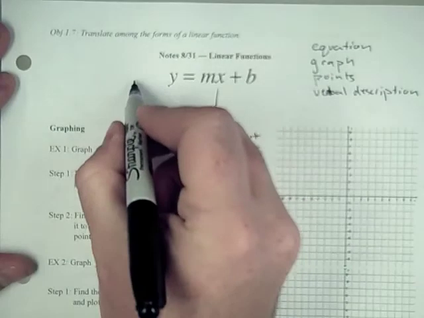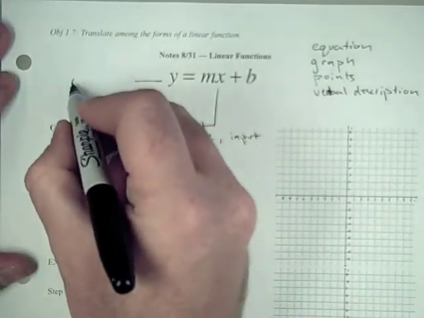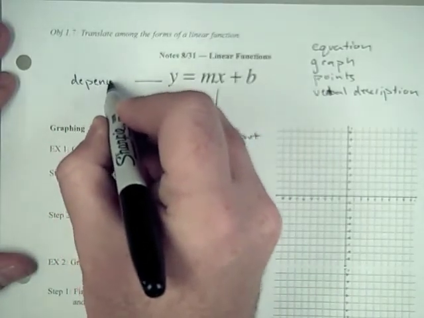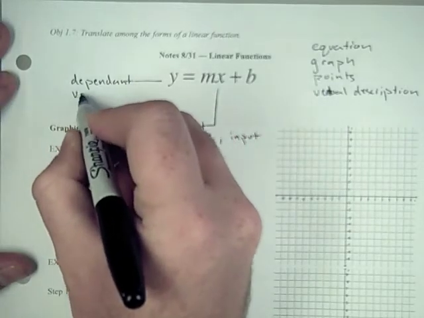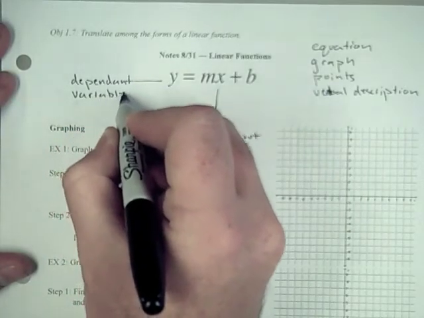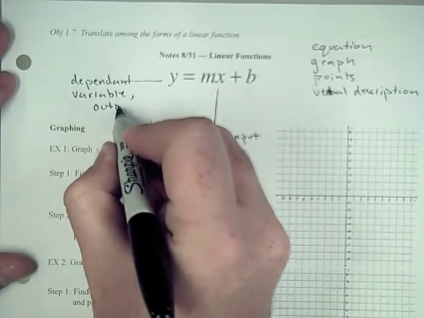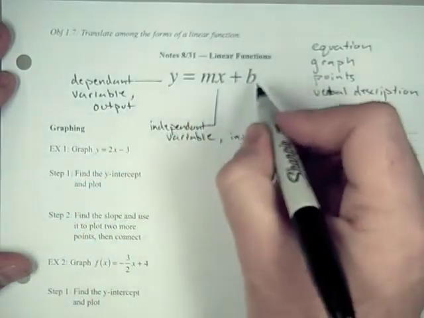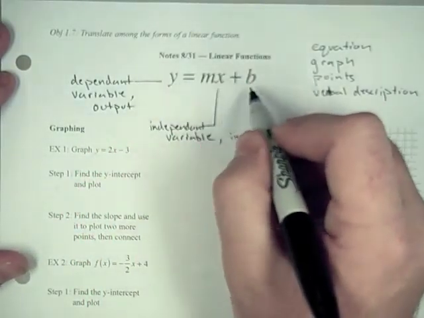You're also always going to have a y. That's your dependent variable, or the output. In this case, y equals mx plus b.